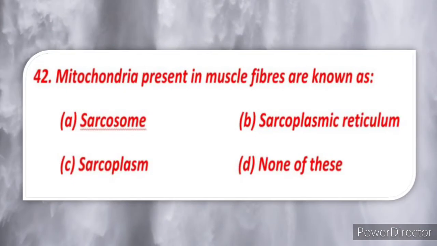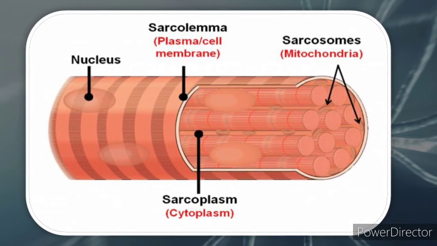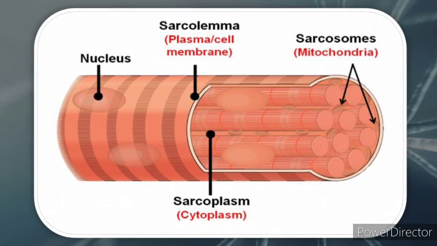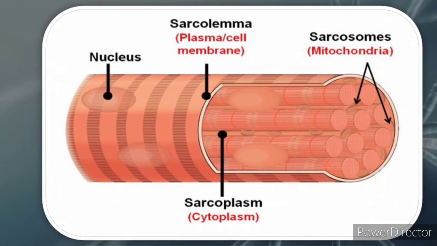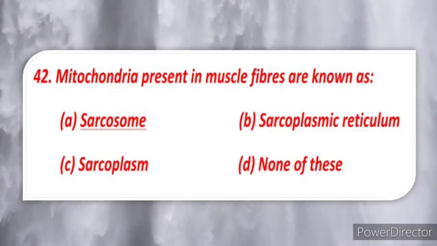Question number 42. Mitochondria present in muscle fibers are known as. The answer is sarcosomes. The function of the mitochondria is to be the energy currency of the cell because it generates energy, that is ATP, adenosine triphosphate. So mitochondria in muscle fibers are called sarcosomes. They generate energy during muscle contraction. So here the answer is sarcosomes.